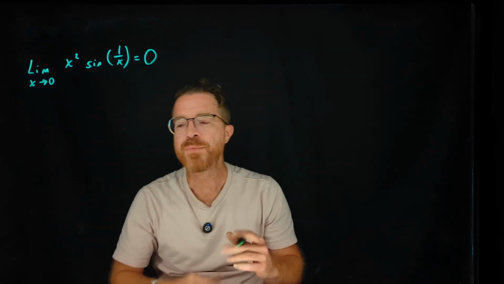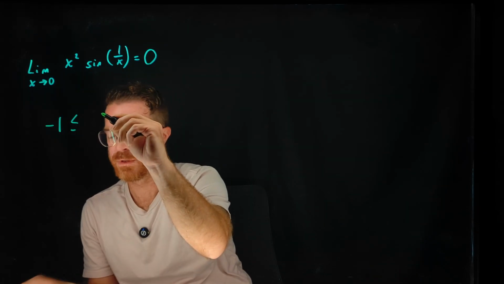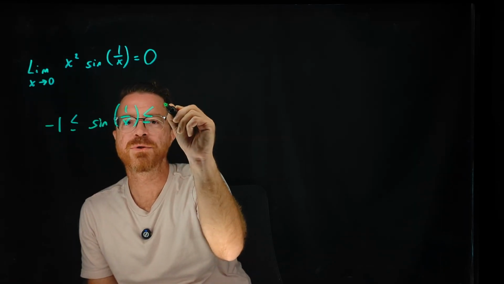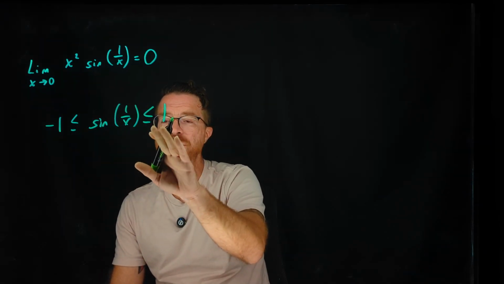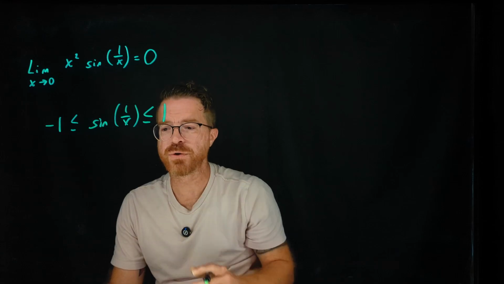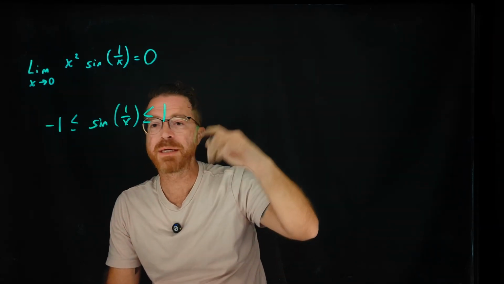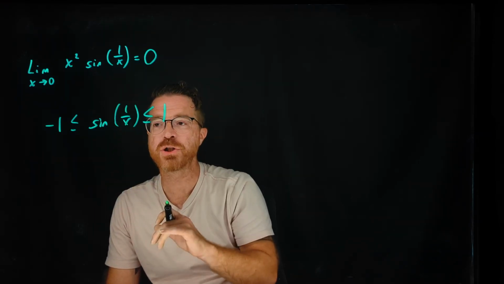So if I can show that -1 is less than or equal to sine 1 over x, which is less than or equal to 1, and if I can show that the limit as these two approach 0, then I should be able to show that this is true. This statement is true because the sine of anything will be between -1 and 1. So this means that we have a limit on what our possible functions can be.